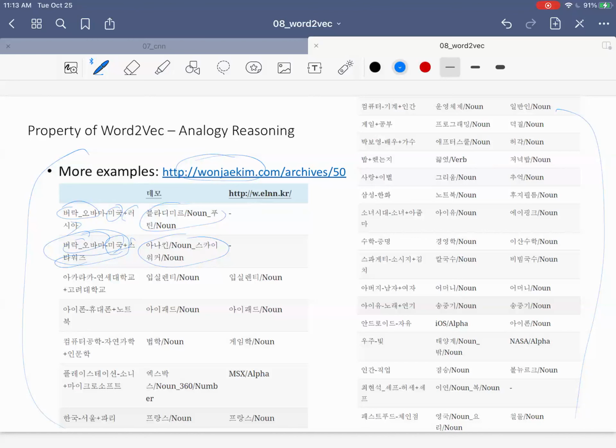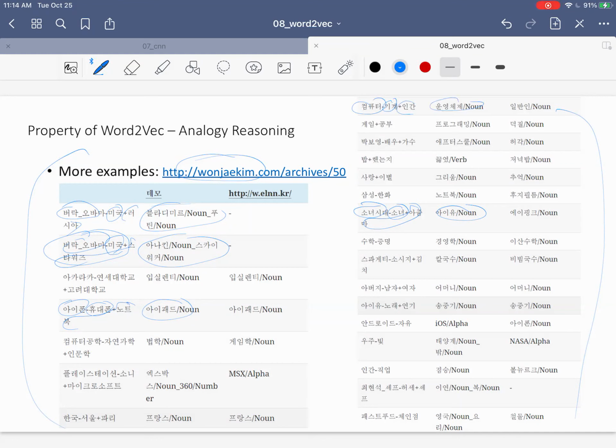What else? iPhone minus cell phone plus laptop is iPad, which is not exactly true because it should be MacBook instead of iPad, but still close enough. And interesting stuff, 소녀시대 minus 소녀 plus 아줌마 gives you IU, which is weird because IU should be younger than 소녀시대, right? If I'm correct. So interesting stuff was here. Computer minus machine plus person, human, gives you 운영체제, operating system.